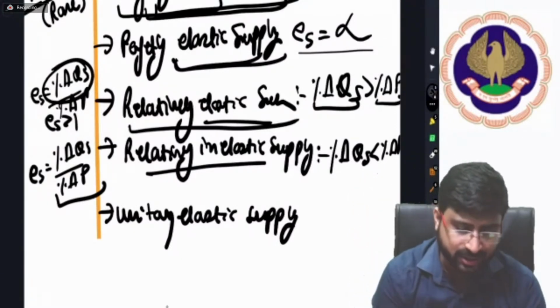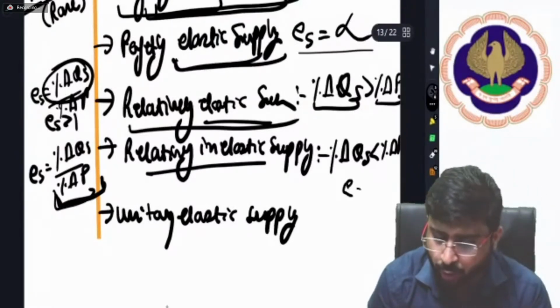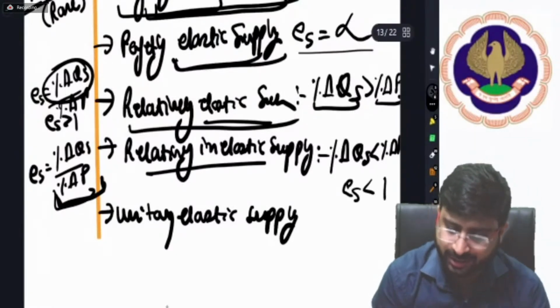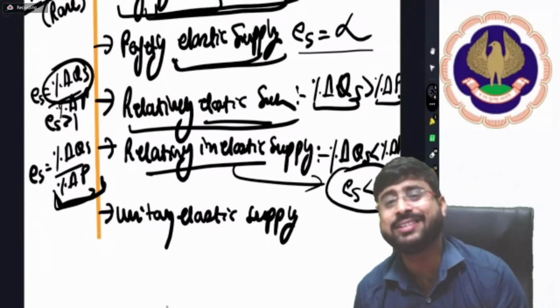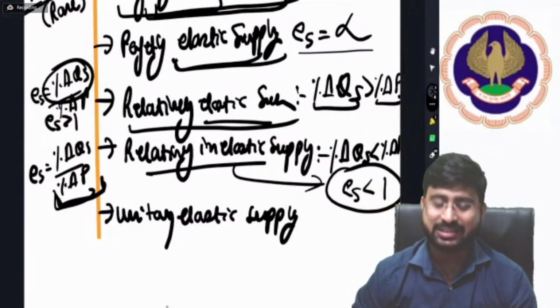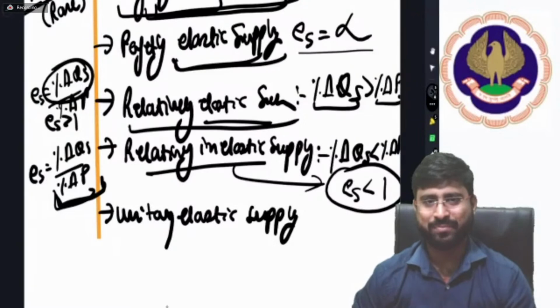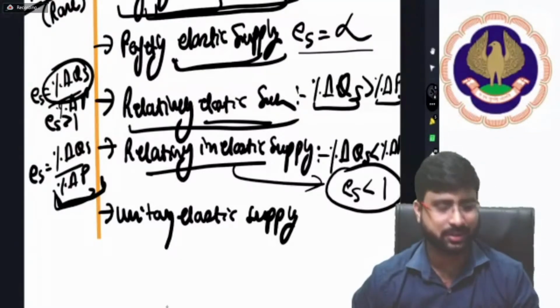You are correct. If the denominator is greater than the numerator, the value of elasticity will be less than 1. This is what we are doing. In relatively inelastic supply, elasticity of supply is less than 1. That is relatively inelastic supply.